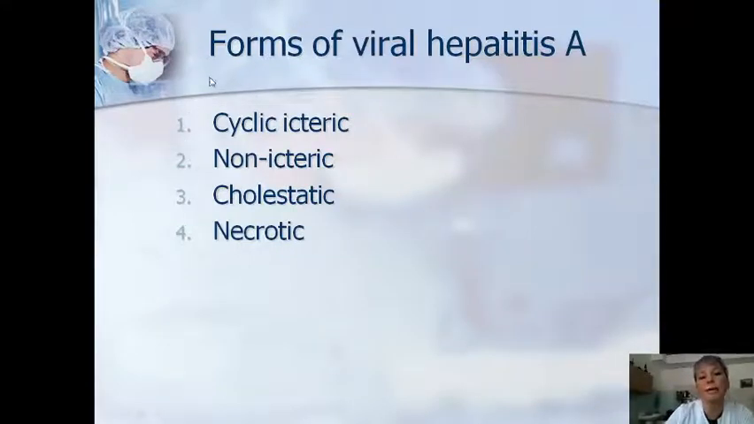What are the clinical morphological forms of viral hepatitis A? More often we see the cyclic icteric form with jaundice. There may be a non-icteric form, which is more favorable, without jaundice; a cholestatic form, due to cholestasis; and a malignant necrotic form with massive necrosis.